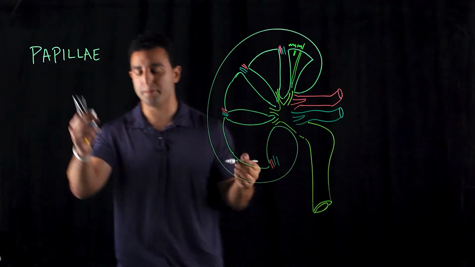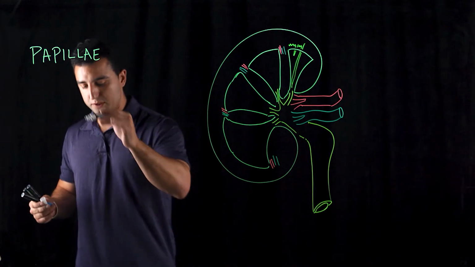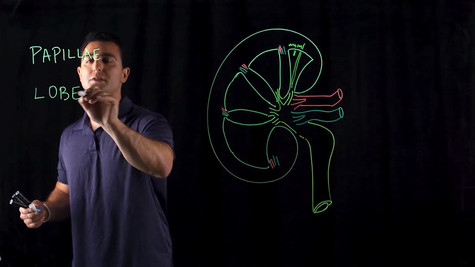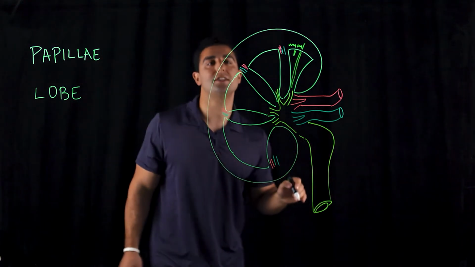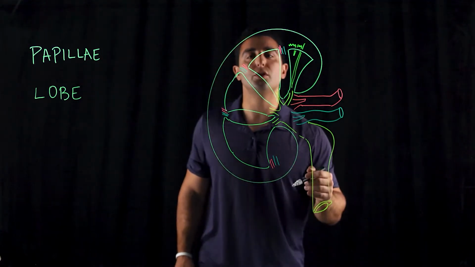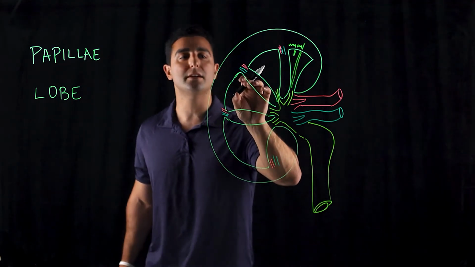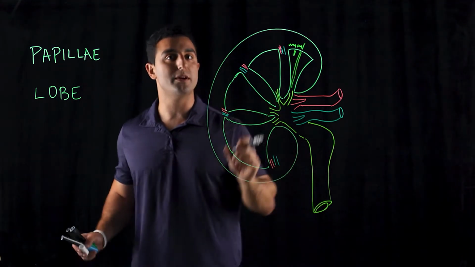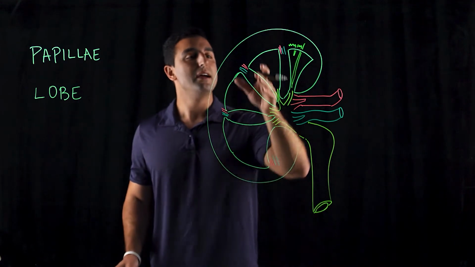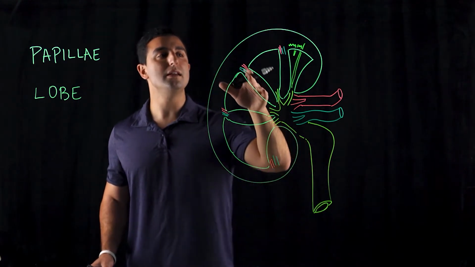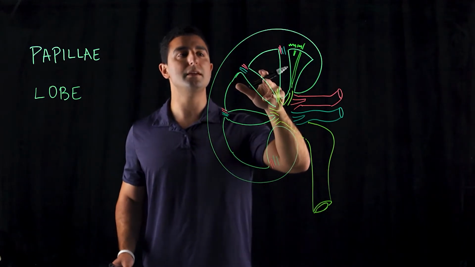All right, so you have the papillae. Next structure, we have the lobes. That was really important to look at. We talked about the different lobes. You have the cortex, which is the outer layer, and the medulla, which is the inner layer. In the medulla specifically, you have these renal pyramids that have a triangular shape. That's why they're named pyramids. And then you have these renal columns, which are in between the pyramids.